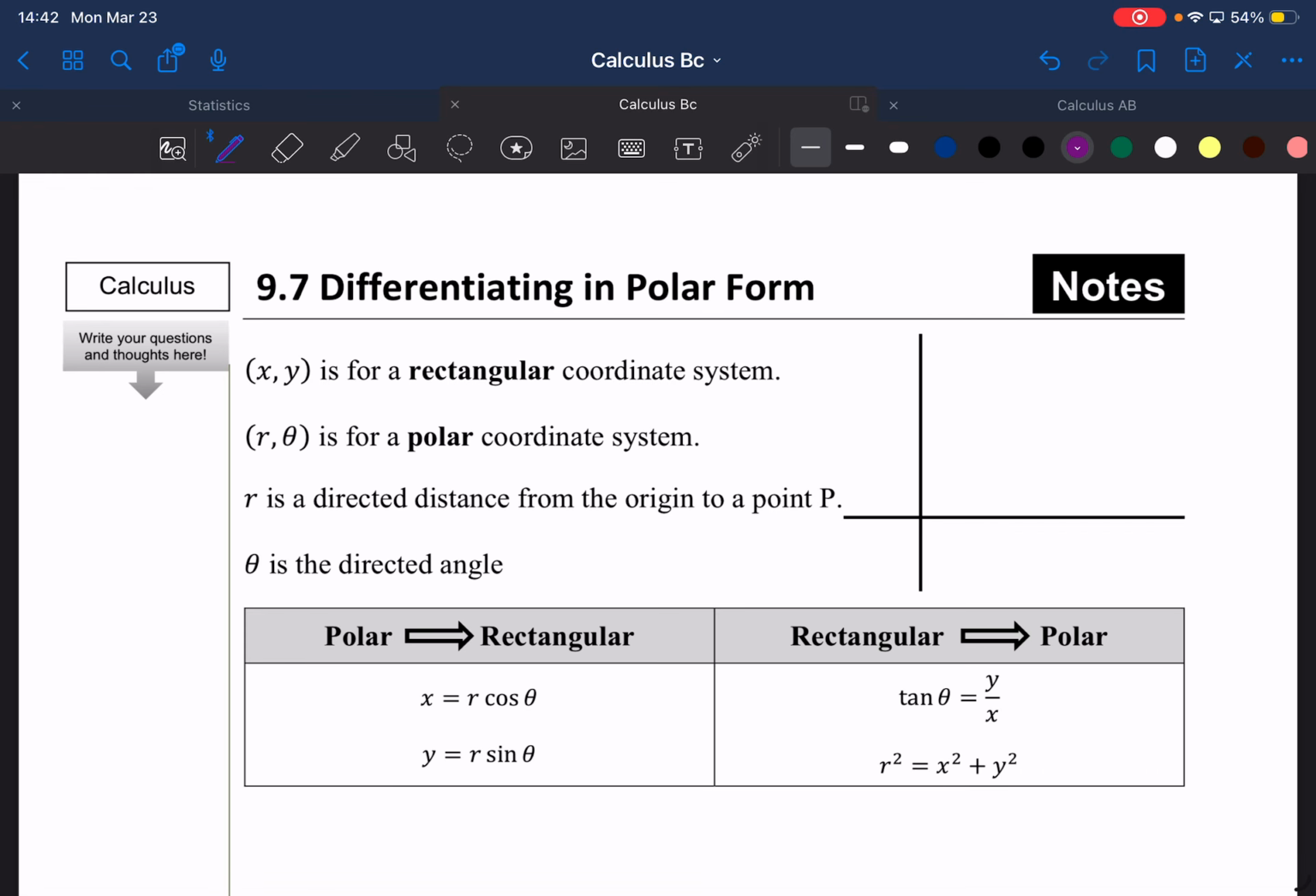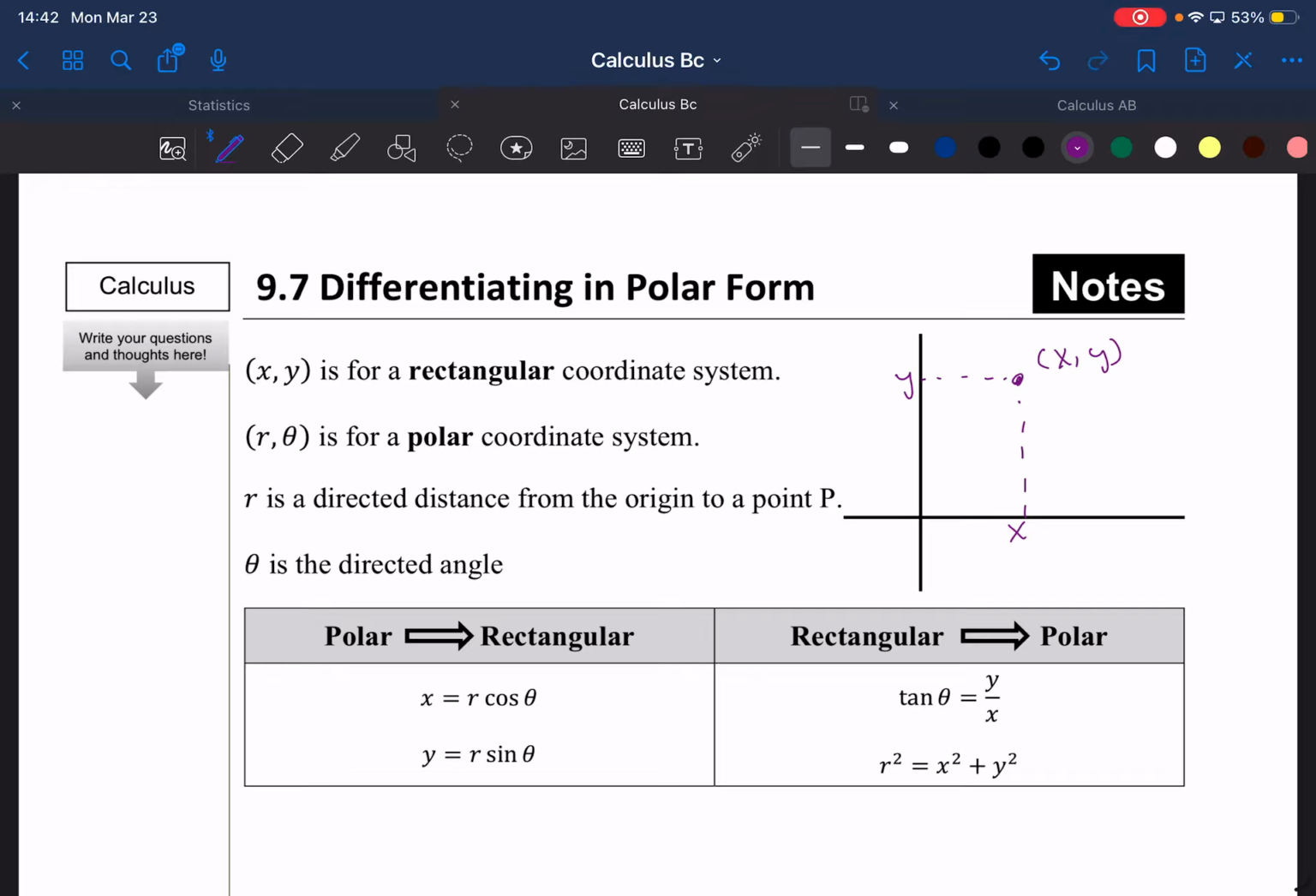So if we were seeing this, this would be some value x and some value y coming together to form our point x comma y. And if we follow the points up, notice it forms a rectangle. That is why it's called a rectangular coordinate system. For polar coordinate systems, you should have learned about these in pre-cal last year.